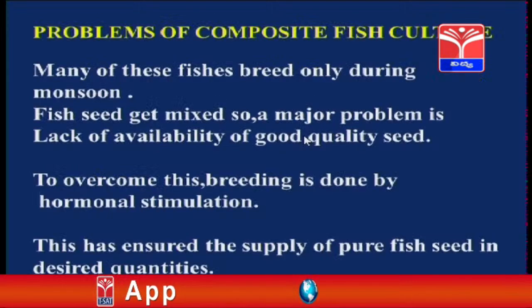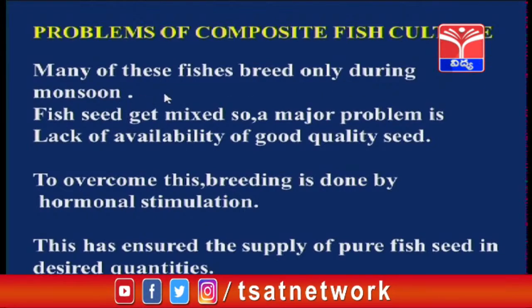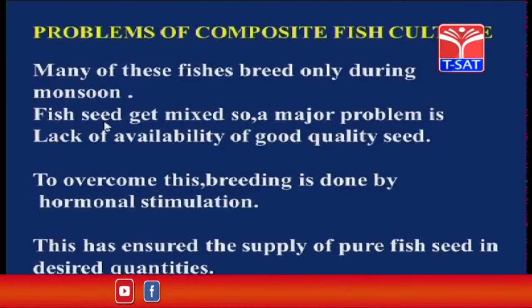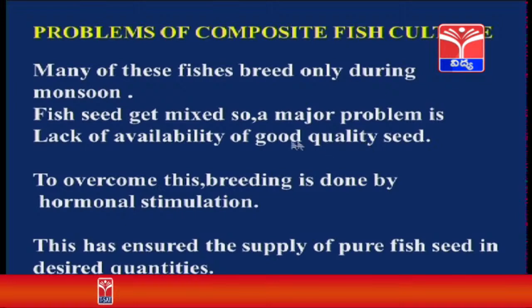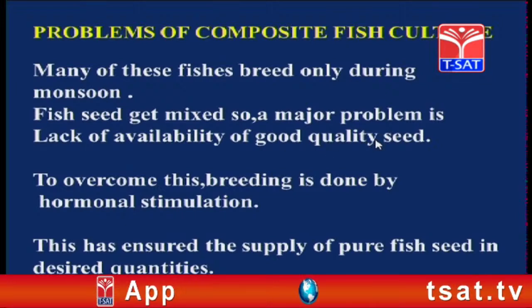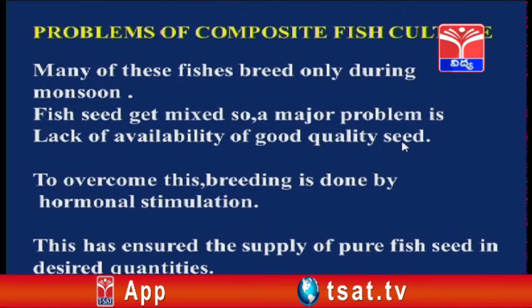But there are some problems with composite fish culture also. What is the problem? Let us see here. Many of these fishes breed only during the monsoon season. So most of the fishes, you know, will be breeding during the monsoon season only, and the eggs of all these fishes get combined. Next one, fish seed: the eggs of the fish are called fish seed, and they get mixed. So a major problem is the lack of availability of good quality seed. Good quality seed of one particular fish cannot be made available.